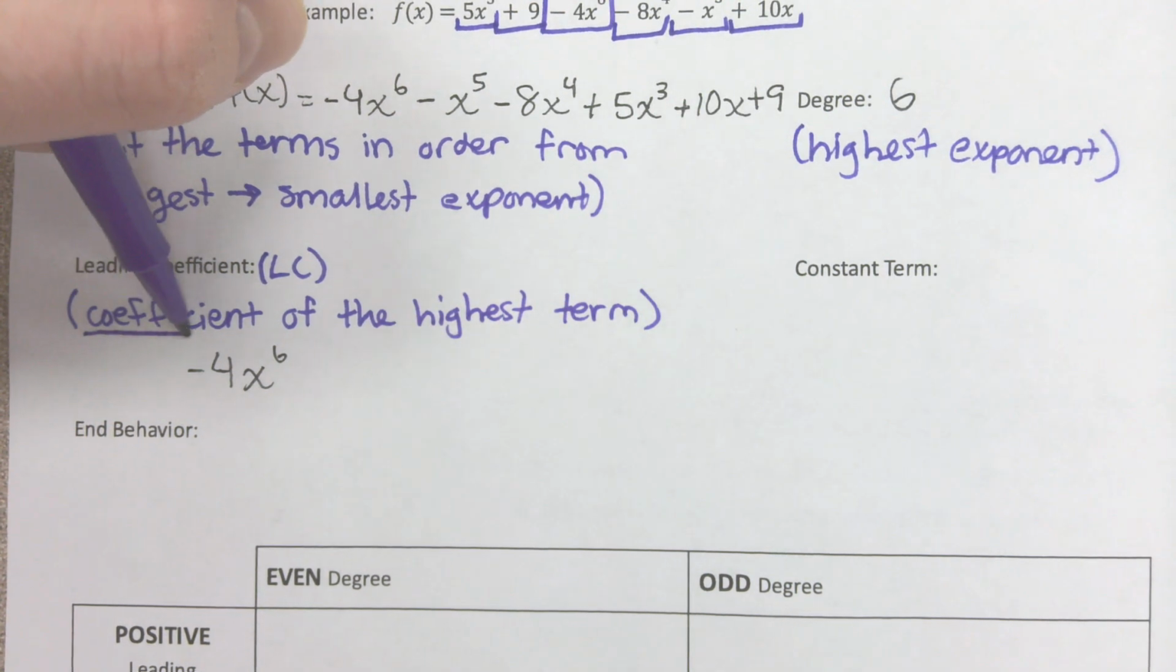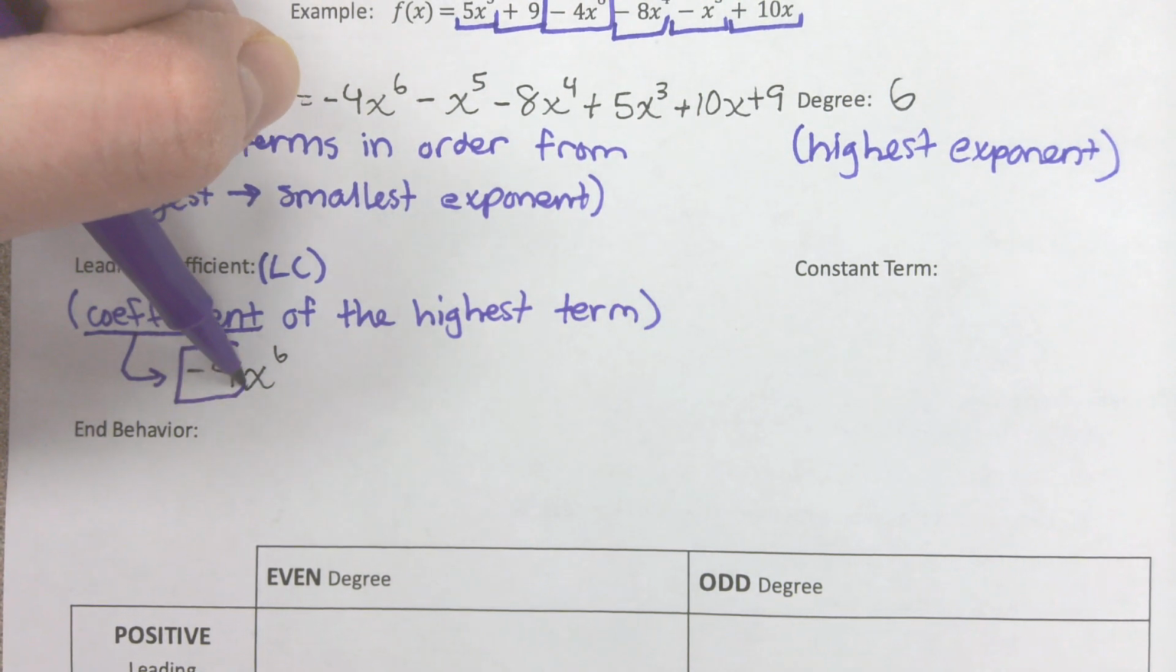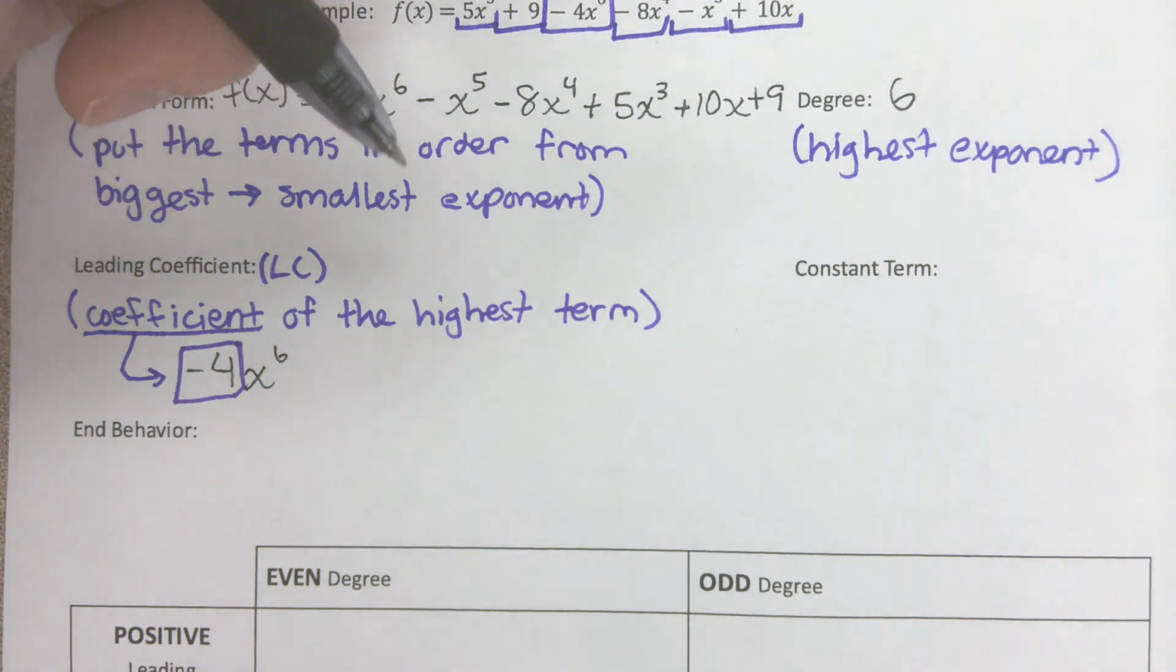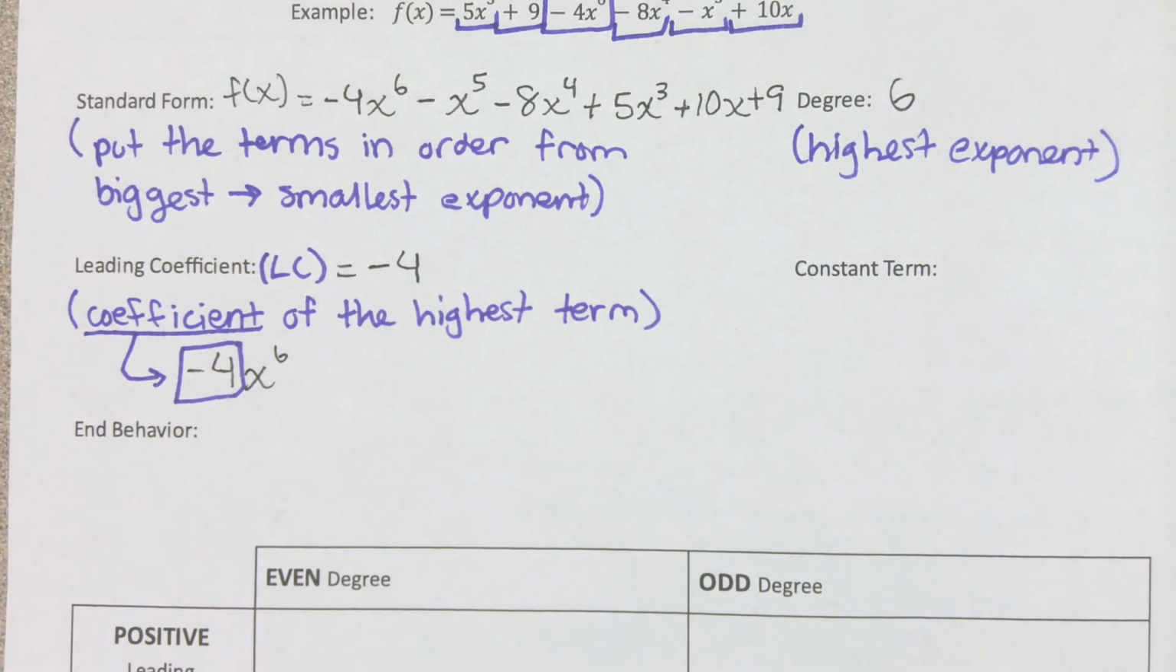And the coefficient just refers to the number in front of the x. So in this case, negative 4. So our leading coefficient is negative 4. Just write down the number, don't include the x.